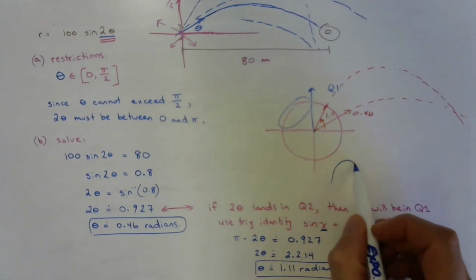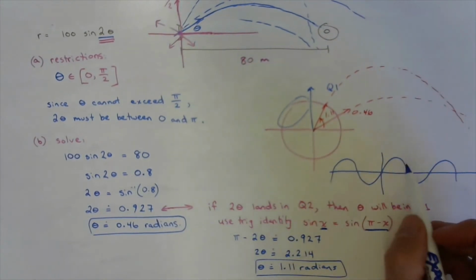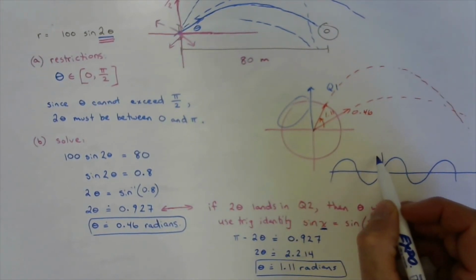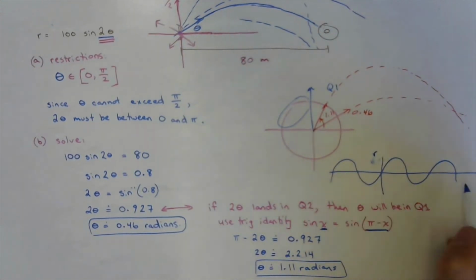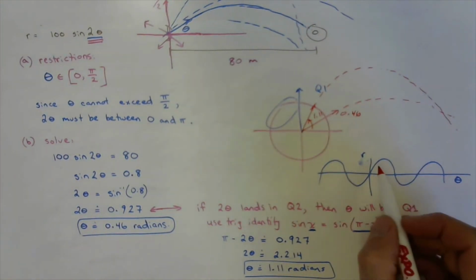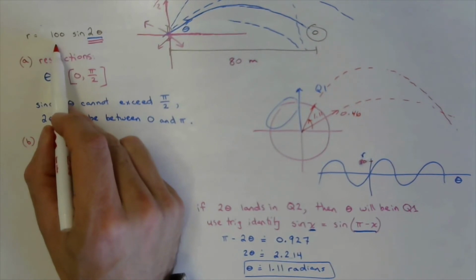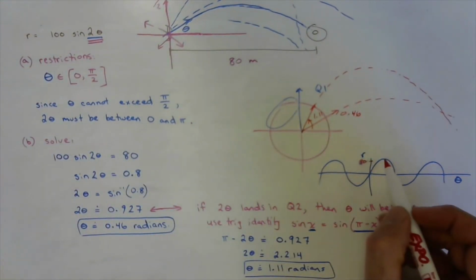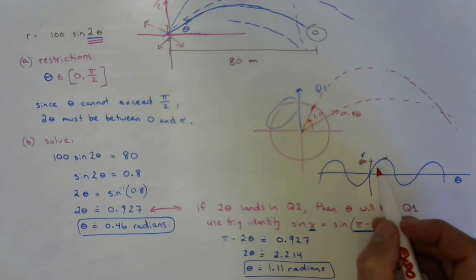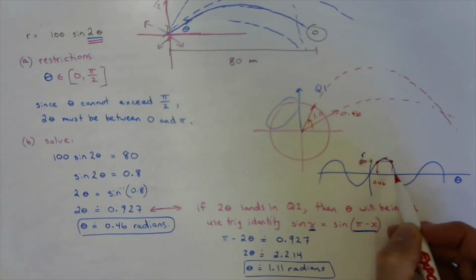So in terms of the sine wave, it's exactly what we're saying. We're saying that if this is your distance, your range, and this is your angle of trajectory, then you can achieve the exact same range. Let's say 80 is somewhere up here. You can achieve the exact same range because we have an amplitude of 100. So it's going to reach 80. The max is 100. You can achieve the exact same range by shooting it at an angle of 0.46 and an angle of 1.11.